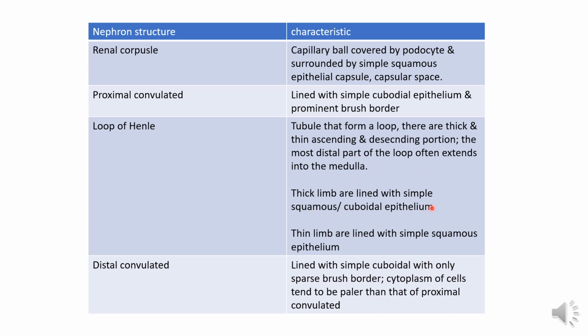The thick limbs are lined with simple squamous or cuboidal epithelium, and thin limbs are lined with simple squamous epithelium. Distal convoluted tubules are lined by simple cuboidal epithelium with sparse or absent brush border. The cytoplasm of the cells tends to be paler than that of the proximal convoluted tubules.